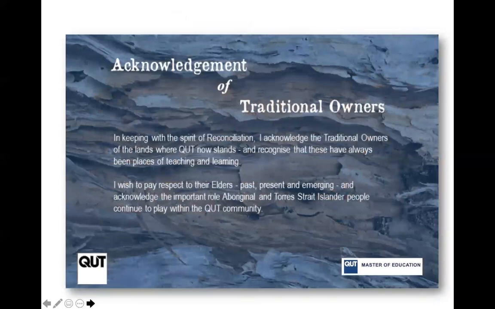First up, I would like to take this opportunity to acknowledge and pay respects to the traditional owners of the lands where QUT now stands.